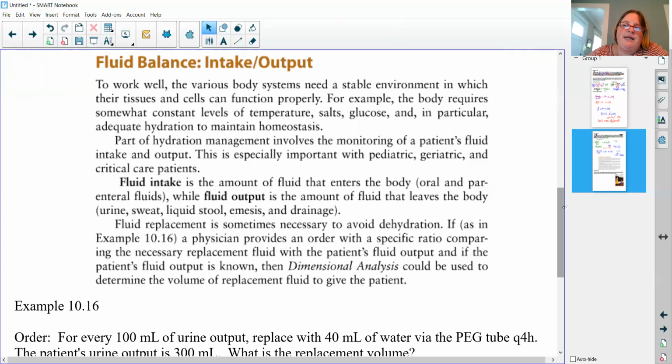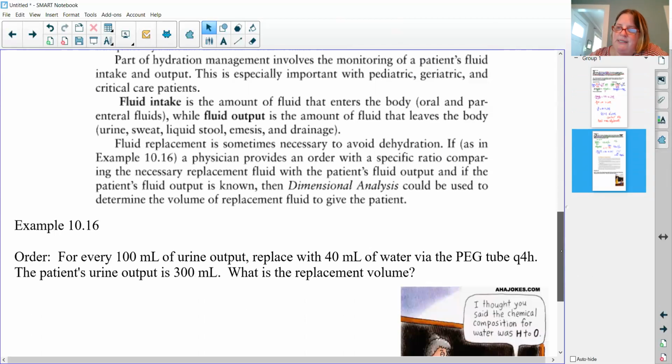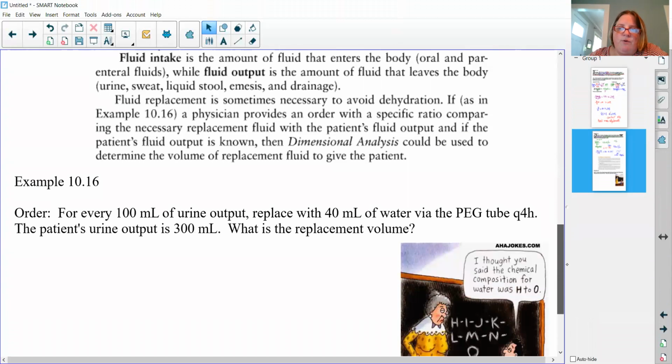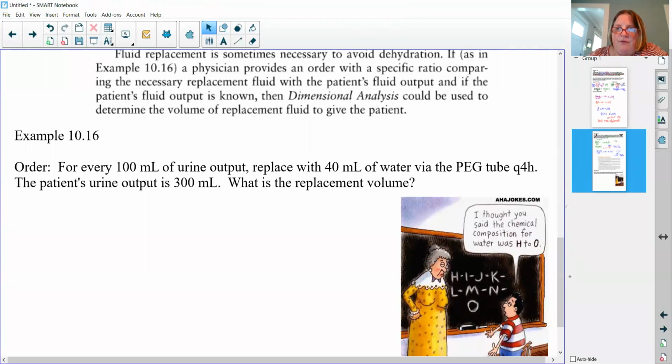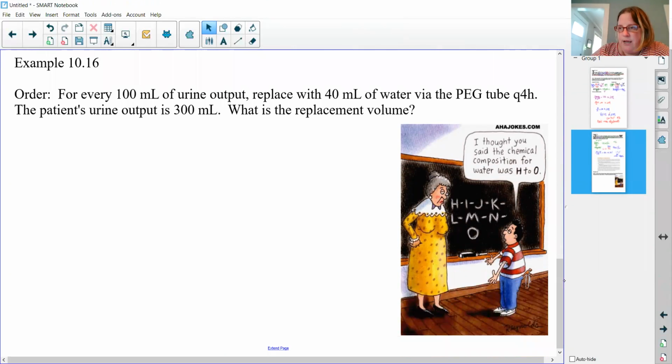Fluid intake is the amount of fluid that enters the body, oral and parenteral fluids, while fluid output is the amount of fluid that leaves the body through urine, sweat, liquid stool, emesis, which means throw up, and drainage. Fluid replacement is sometimes necessary to avoid dehydration. If a physician provides an order with a specific ratio comparing the necessary replacement fluids with the patient's fluid output, and the patient's fluid output is known, then dimensional analysis can be used to determine the volume of replacement to give the patient. There are two ways to do this: an easy way and a math way, which you probably won't find as easy, but it'll work every time. It says for every 100 milliliters of urine output, replace with 40 milliliters of water via the PEG tube. If the patient's urine output is 300 milliliters, what is the replacement volume?